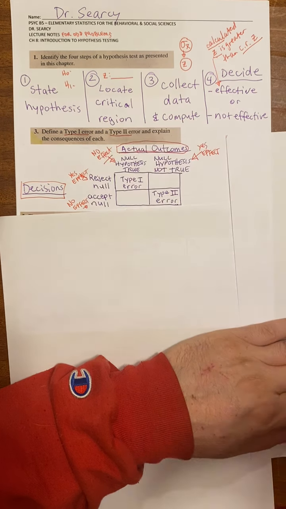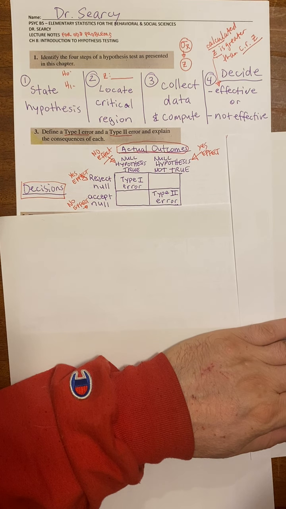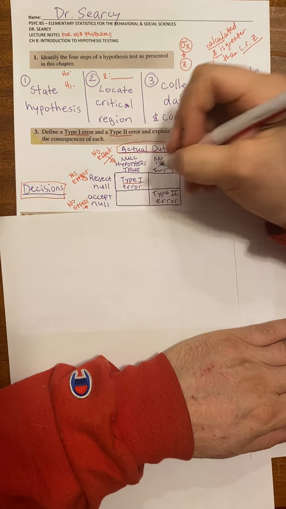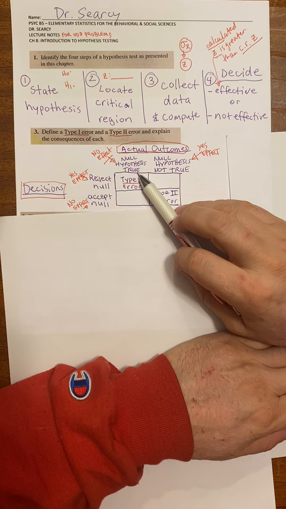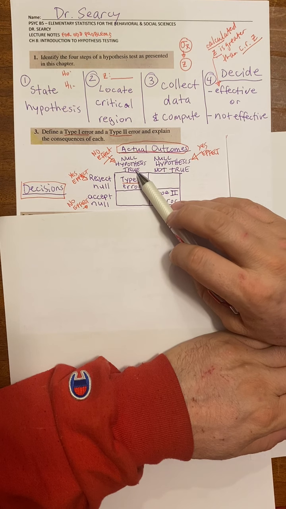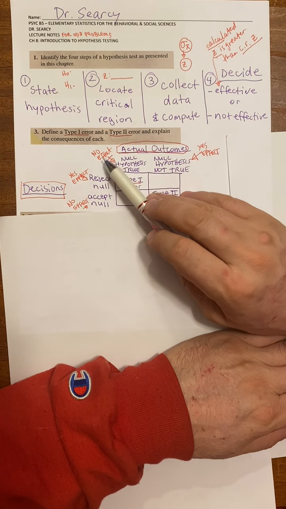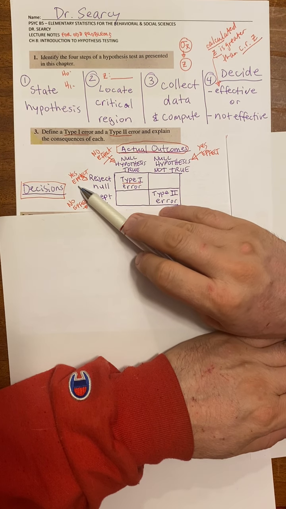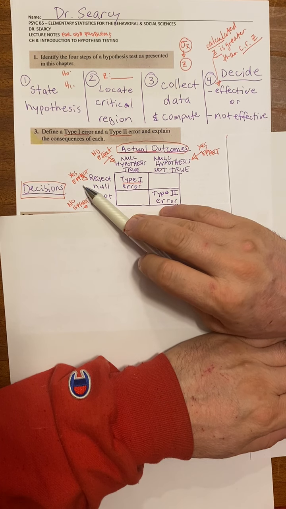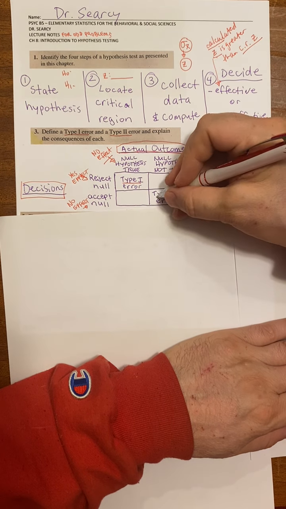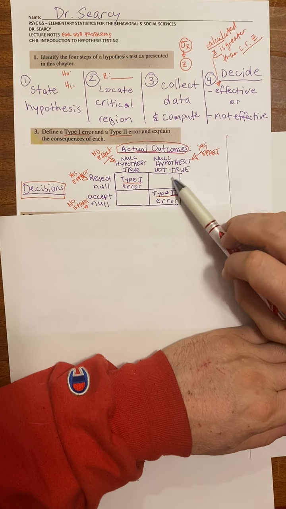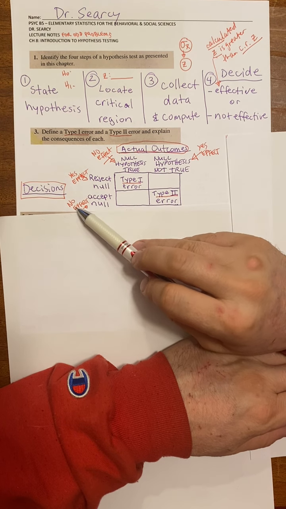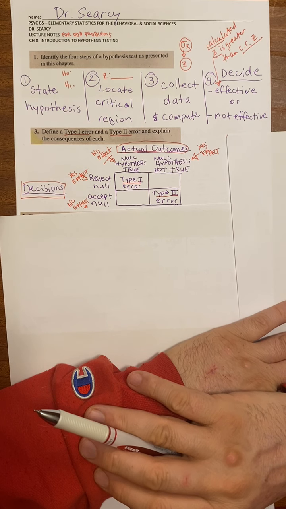Okay, so what were the 2 kinds of mistakes that you could make? The first one was the type 1 error. This is the mistake where the actual outcome is that the null hypothesis is true, right? So there really is no effect, but you said that there was an effect. And then type 2 error was saying that there is an effect, but you decided that there was no effect.